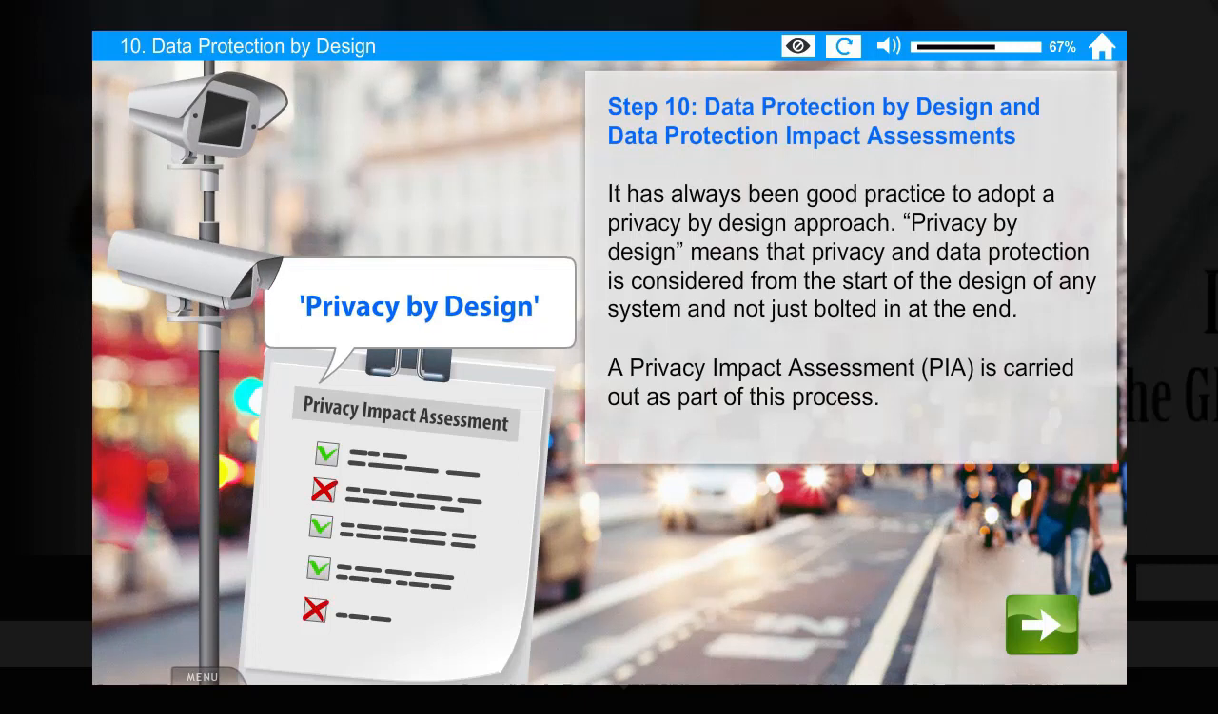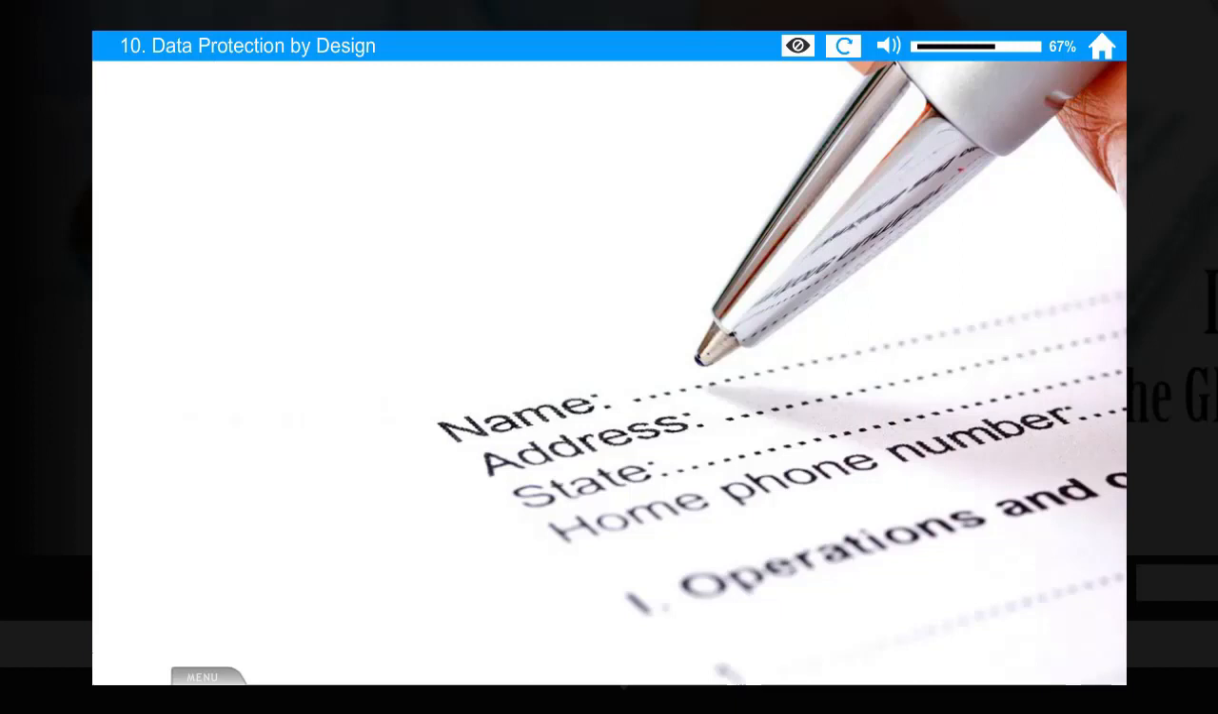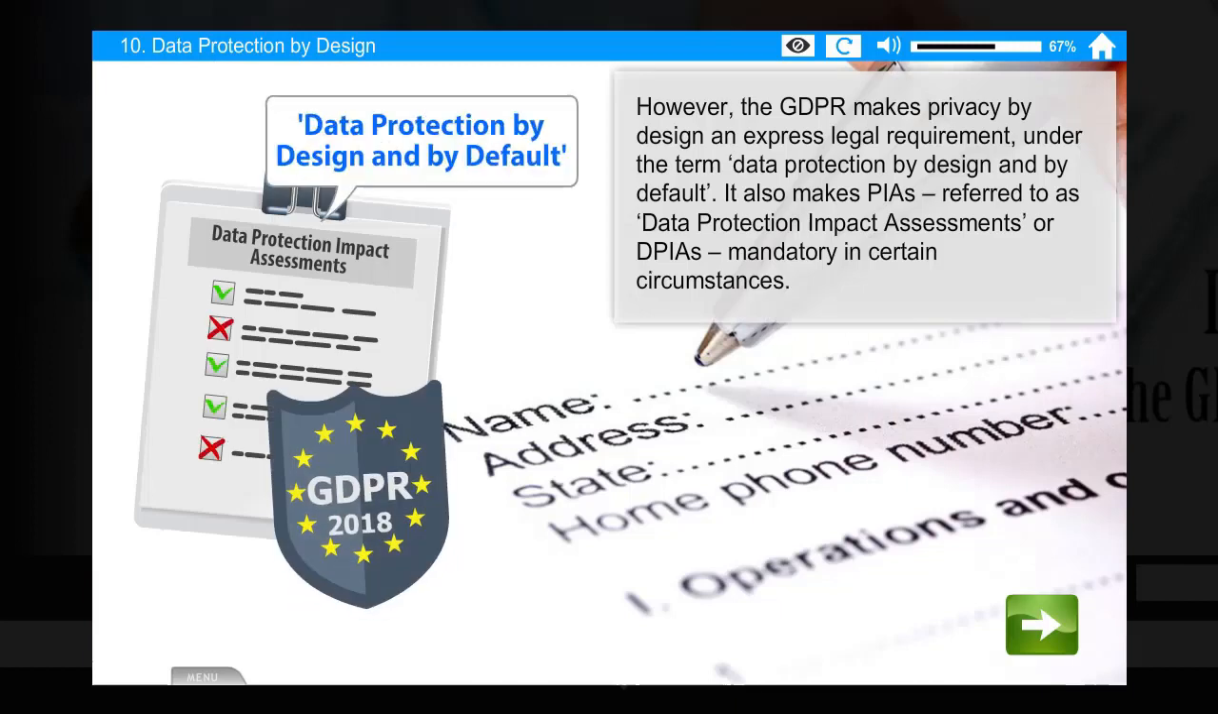Data protection by design and data protection impact assessments. It has always been good practice to adopt a privacy by design approach. Privacy by design means that privacy and data protection is considered from the start of the design of any system and not just bolted in at the end. A privacy impact assessment, PIA, is carried out as part of this process. However, the GDPR makes privacy by design an express legal requirement under the term data protection by design and by default. It also makes PIAs, referred to as data protection impact assessments or DPIAs, mandatory in certain circumstances.